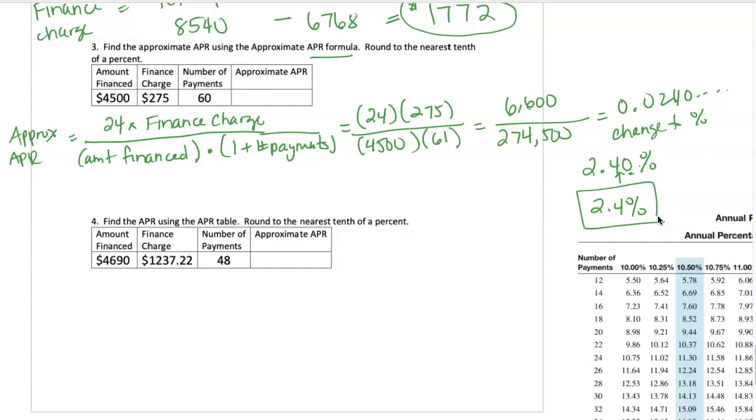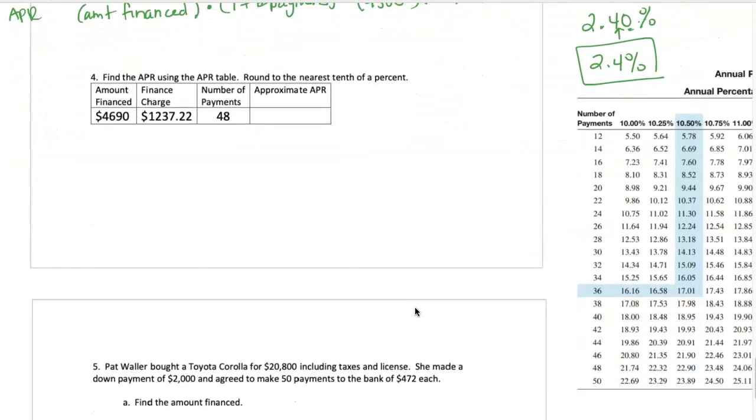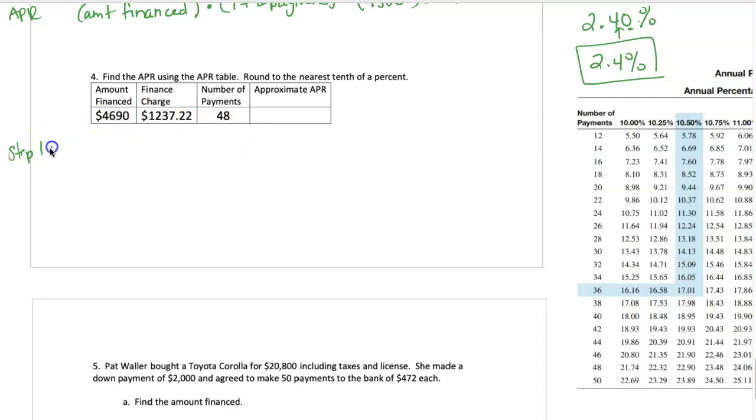Let's take a look at number 4. So now we're going to use the APR table. Our amount financed, our finance charge, and number of payments are given. So to use the APR table, the formula was given in step 1. And step 1 says take that finance charge times 100, and you're going to divide by the amount financed.